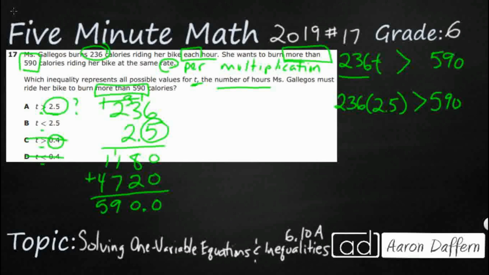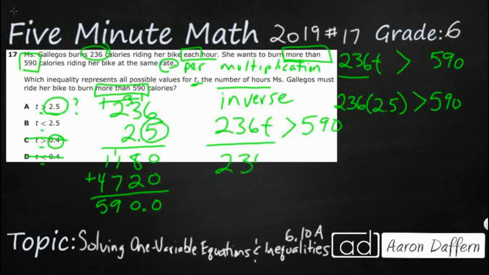So here's our other method. We can use the properties of operations, we can use balanced equations or inequalities, 236t greater than 590. So we want to isolate the variable. We want to get this t by itself. It is being connected to this 236 by multiplication. So 236 times t. So we need to think of the inverse operation. Inverse operation of multiplication is division. So we're going to divide 236 by 236.